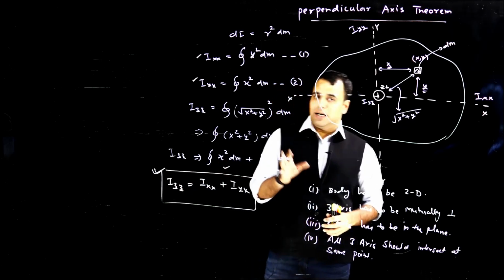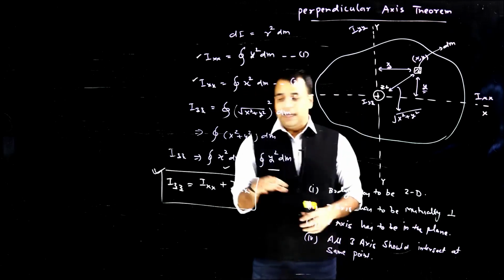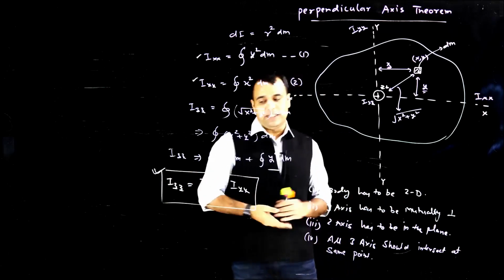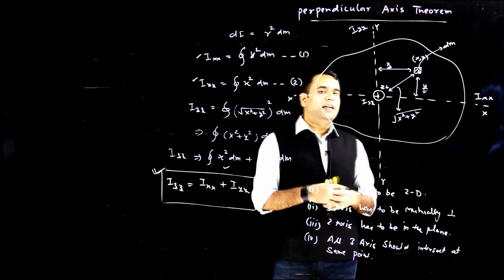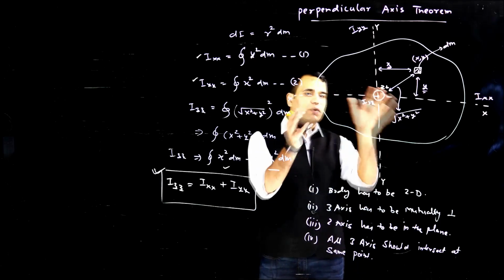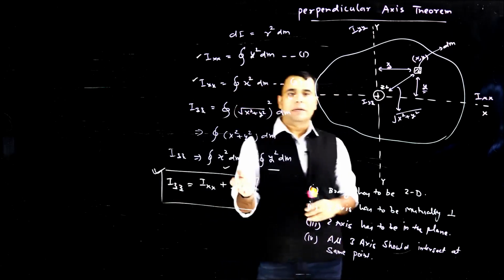Now we have to understand this. On the right hand side, both axes are in the plane of the body, and on the left hand side, the axis is perpendicular to the body, after following these conditions. So if I have the moment of inertia in the plane, I can calculate the perpendicular one, and if I have the perpendicular one, I can calculate the in-plane one. This is the relationship we have to memorize.